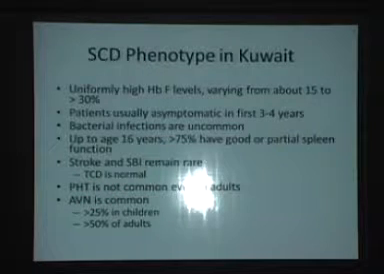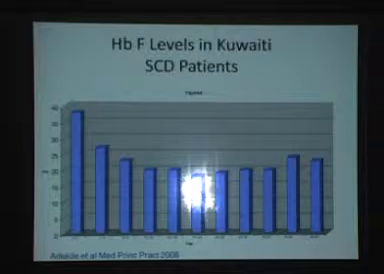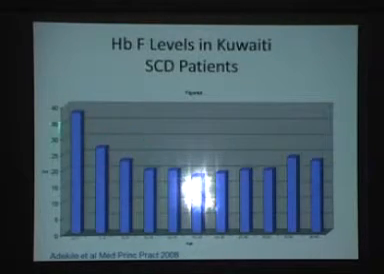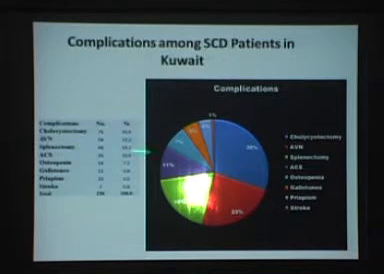However, osteonecrosis is a big problem. It's very prevalent. So our major problem with our patients is osteonecrosis. And this slide shows the hemoglobin F levels that we see in our patients, very high in the first 3 years of life, and then they settle at about 15 to 20%. In terms of the complications, many of them still develop gallstones, and that's why we think the UGT1A1 phenotype or genotype may be responsible for that.